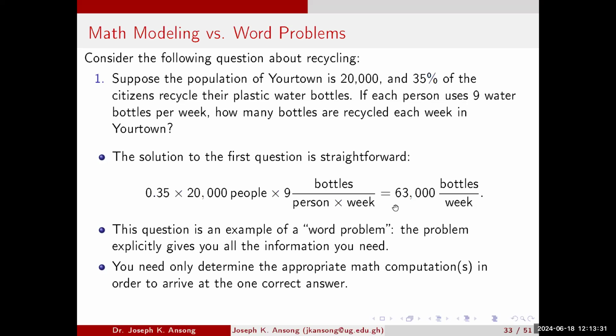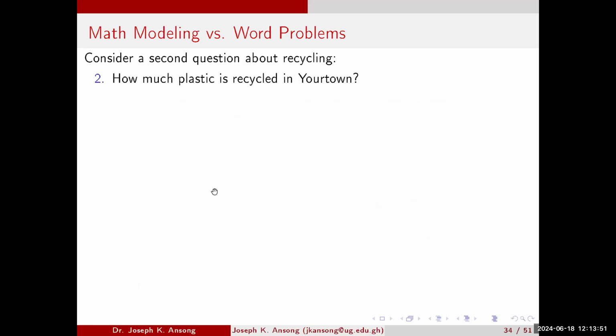Because the problem gives you explicitly all the information you need to calculate this number. So all you have to do is determine the appropriate computations. Know that you just have to take 35% of this and multiply by 9, and then you get your answer. But the information you need is there. So that is different from this second question. This second question says this: how much plastic is recycled in your town? That's all you have. You want to determine how much plastic is recycled in your town.